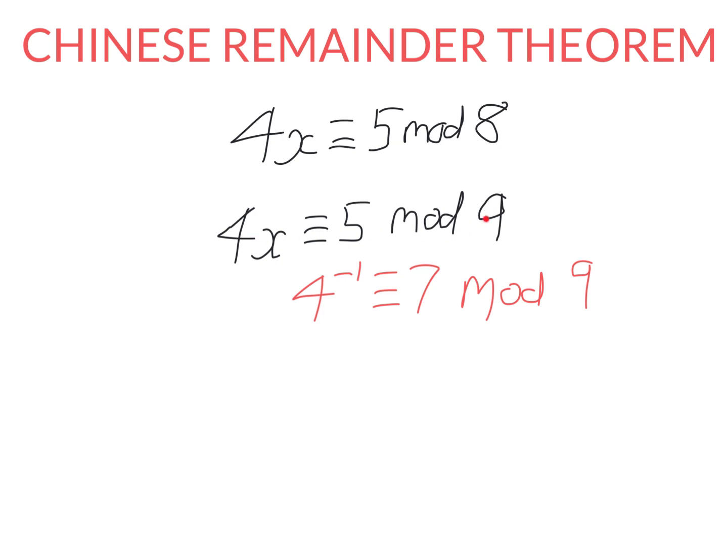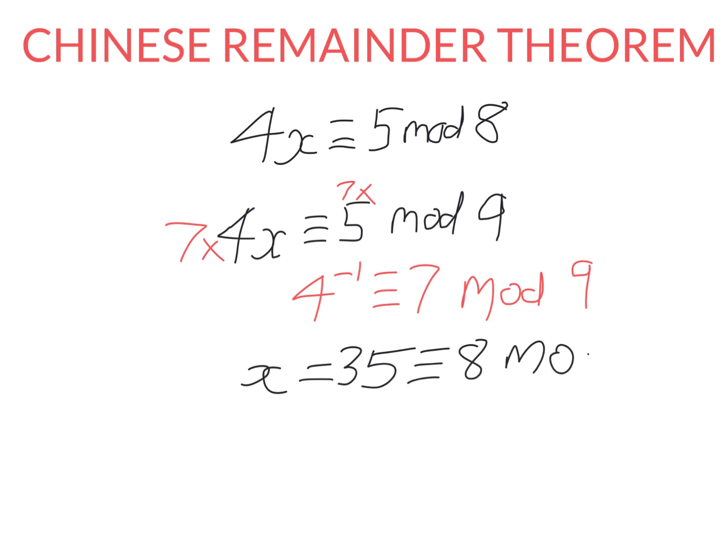So I can solve this equation by multiplying each side by 7, because 7 times 4 is just 1 modulo 9. So I end up with just x equals 5 times 7 is 35, which is of course equivalent to 8 mod 9. So I was able to solve this equation because 4 has an inverse modulo 9, because I am able to undo multiplying by 4. You actually undo multiplying by 4 by multiplying by 7 modulo 9.